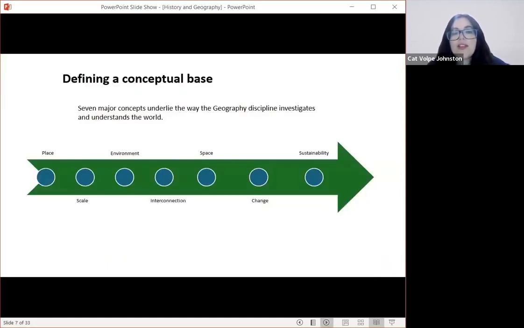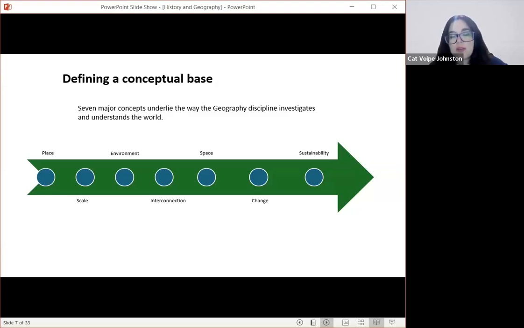In geography, we have 7 concepts, and these concepts spread from Early Stage 1 right to Year 12. The one difference I would say is that change is not introduced until Years 5 and 6. But the concepts are place, environment, space, sustainability, scale, interconnection, and change. These concepts underpin all of the topics in the curriculum. You will be teaching these concepts while you are teaching the units of work.